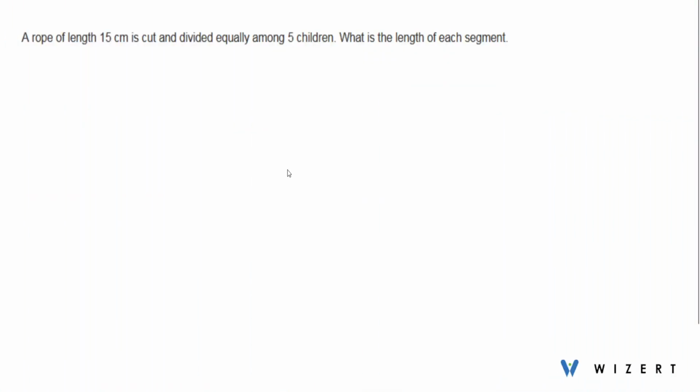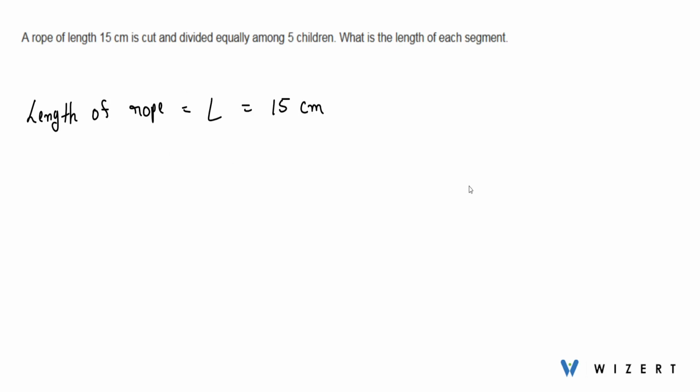According to the question, a rope of length 15 cm is cut and divided equally among 5 children. So we have to find out the length of each segment. So let the total length of the rope be denoted by capital L, which is given as 15 cm.